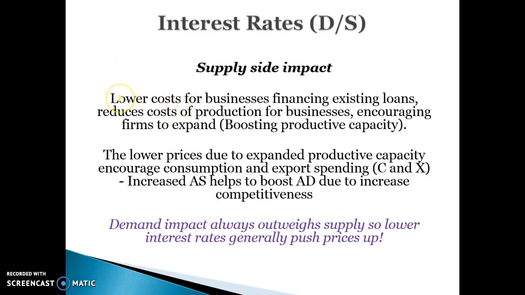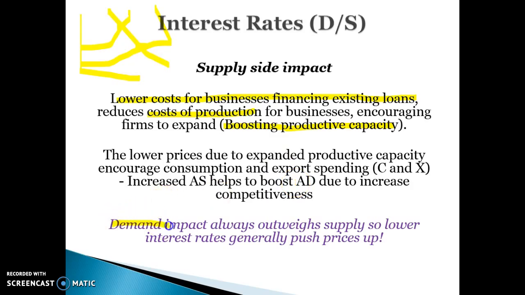On the supply side, lower interest rates will also shift the supply curve to the right, because it's going to lower the cost for businesses to finance existing loans, and that's going to reduce their costs of production and make them more willing and able to supply. Any business that already has an existing loan is going to have lower costs of production, and therefore they're more willing and able to supply at any given price. That'll boost our future productive capacity. The lower prices due to expanded productive capacity will also boost aggregate demand in the long term. So that shift in supply to the right will eventually lead to lower prices, and therefore more consumption and export spending as well.